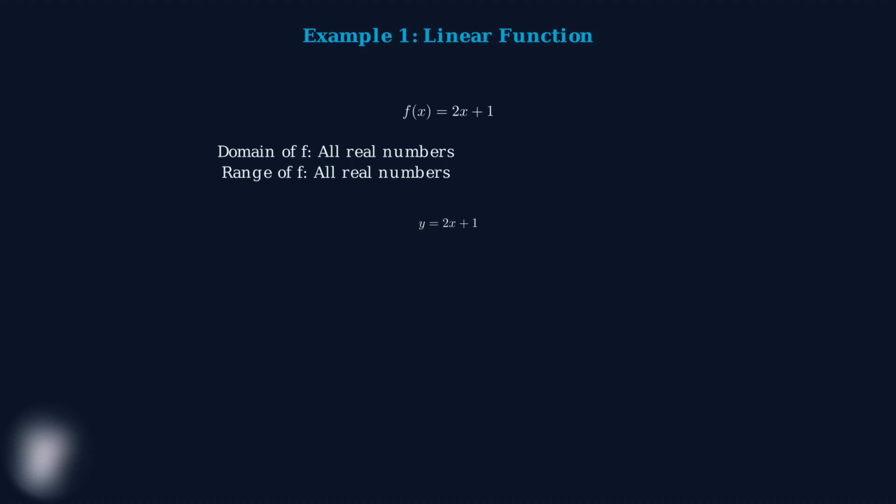To find the inverse, we start with y equals 2x plus 1, then swap x and y to get x equals 2y plus 1. Solving for y, we subtract 1 from both sides to get x minus 1 equals 2y. Dividing by 2, we get y equals (x minus 1) over 2. Therefore, f inverse of x equals (x minus 1) over 2. Notice that the domain of f inverse is all real numbers, which matches the range of the original function f. Similarly, the range of f inverse is all real numbers, matching the domain of f.